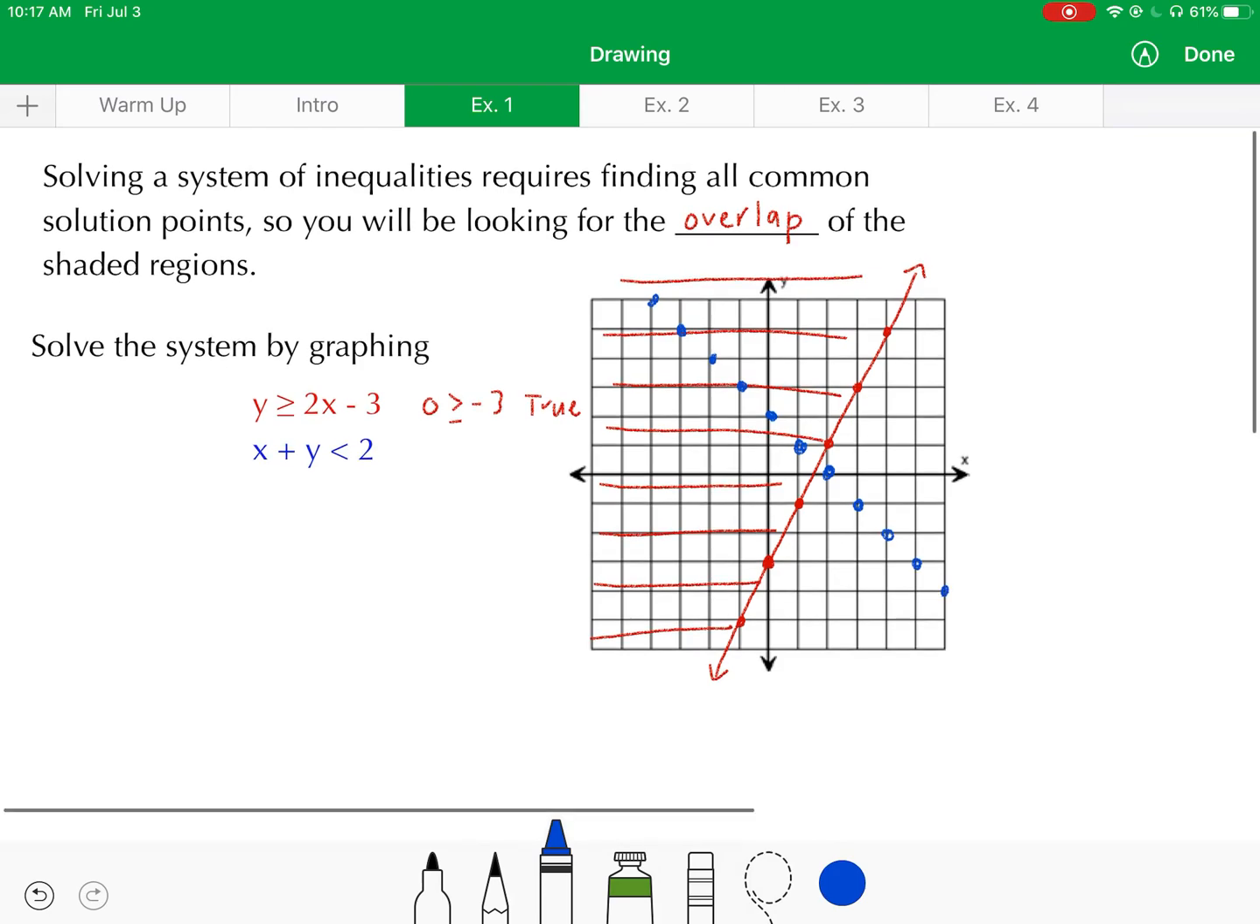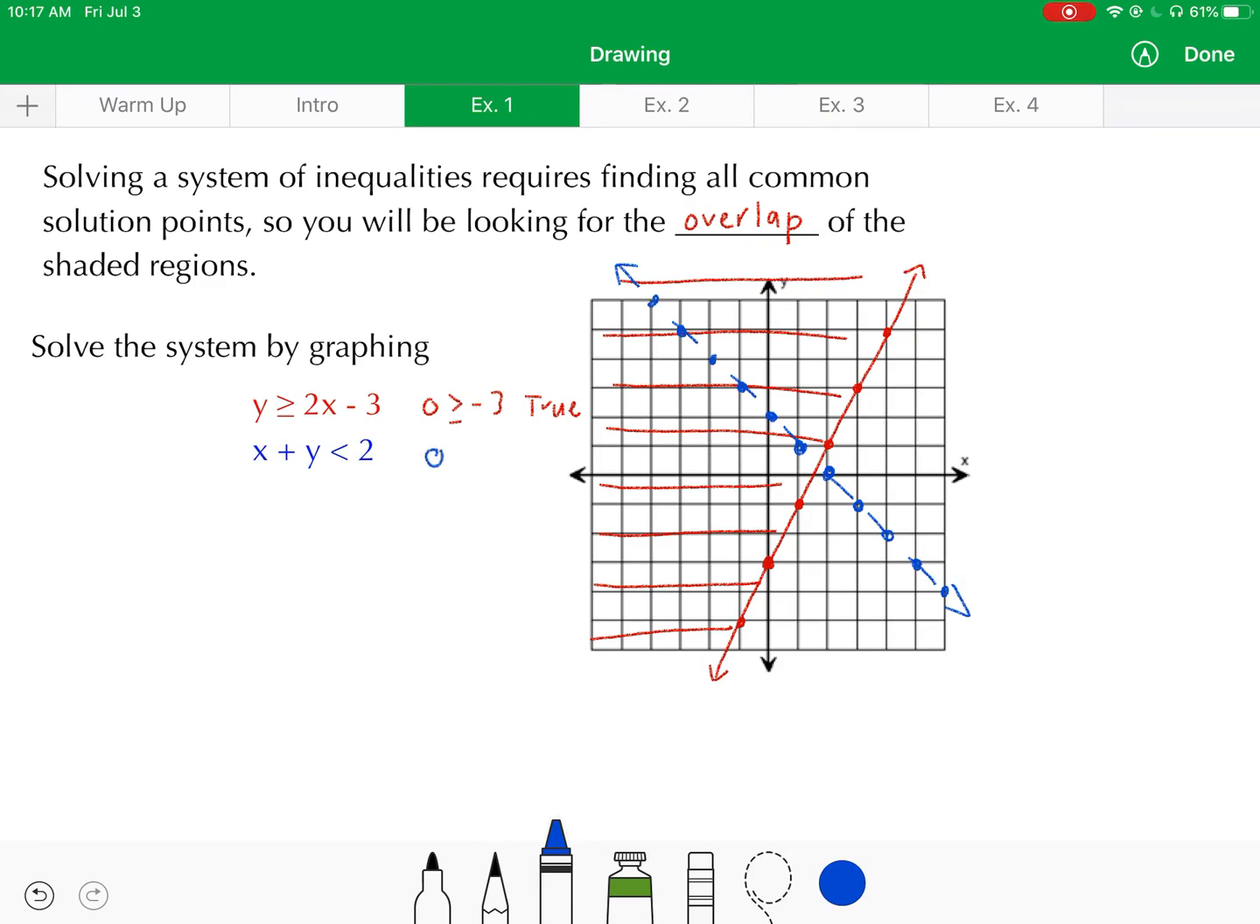And then this would be a dashed boundary line, meaning the points on this line are not actually part of the solution set. And I would do the same thing with a test point of the origin. That would lead me to 0 is less than 2, which is also true. So that tells me I would be shading over on this half plane for that line.